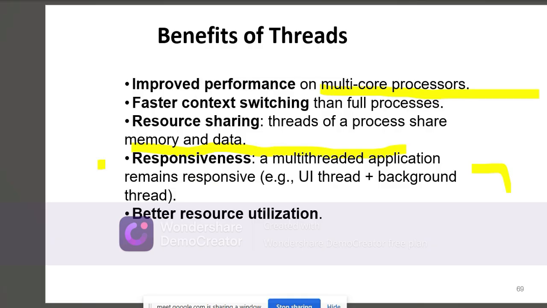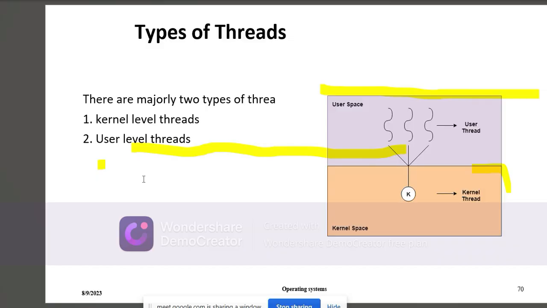What are the benefits of using a thread? First, it improves the performance of a system. It has faster context switching. Resource sharing is available in a thread. Responsiveness is available, and better resource utilization is available because of that. So threads are very useful.